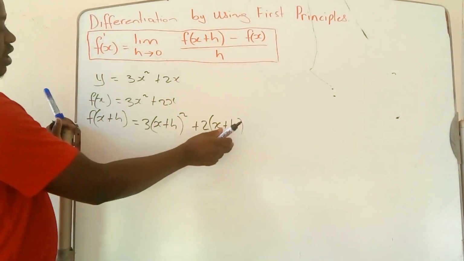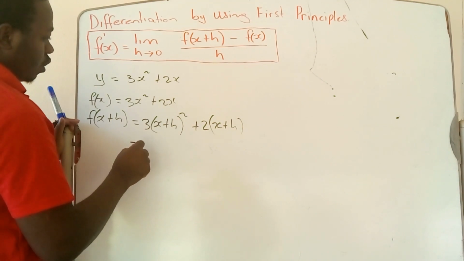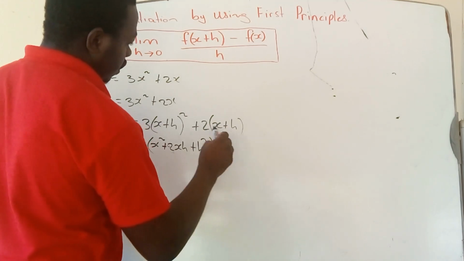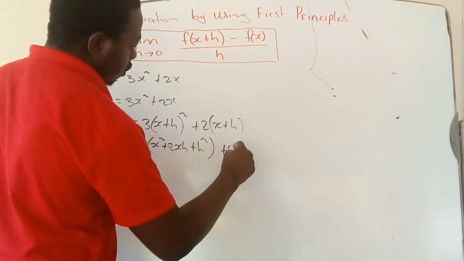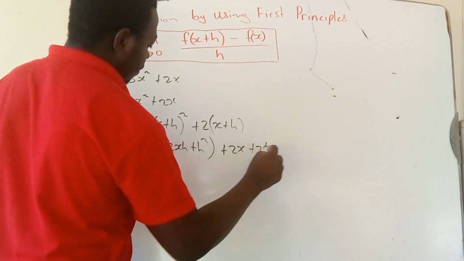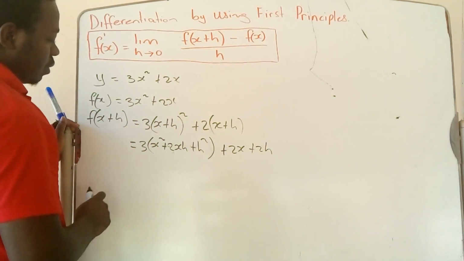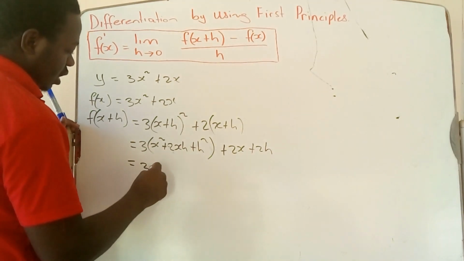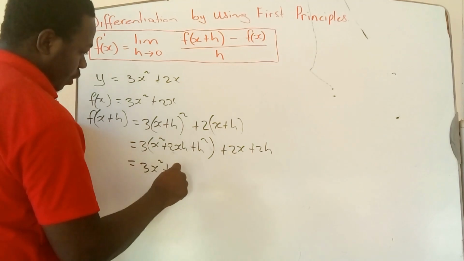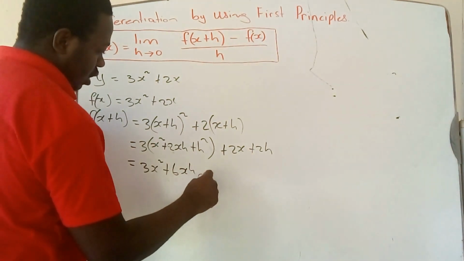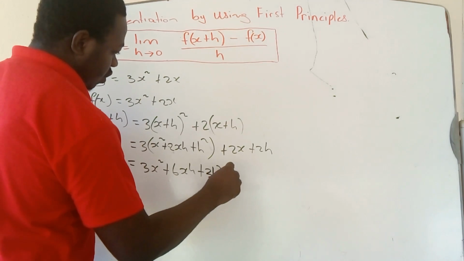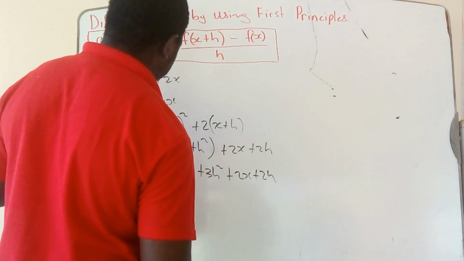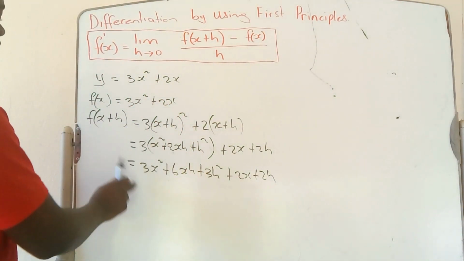I always like to simplify this part first. So if you expand this part with a square, you're going to have plus, distribute this 2 to each term, that becomes 2x plus 2h, right? We can further simplify this by distributing this 3 to each term, and you get 3x squared plus 6xh plus 3h squared plus 2x plus 2h, right? So that f of x plus h is this.